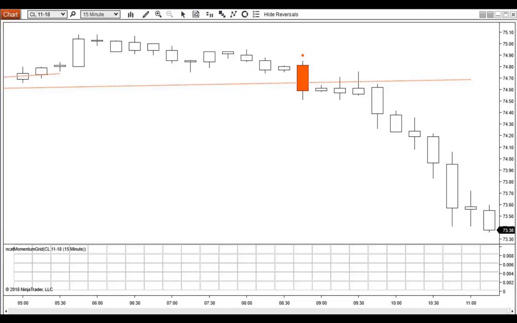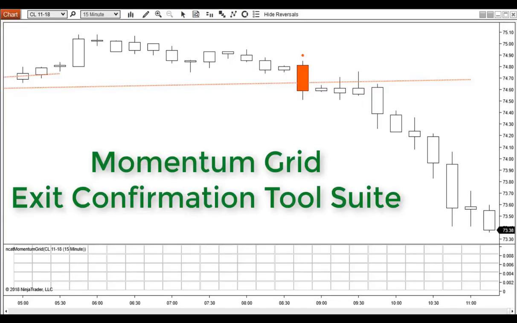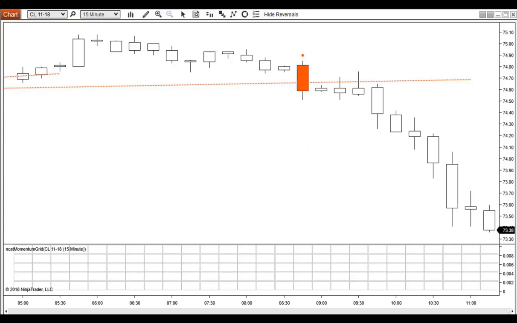session. This is the momentum grid indicator that works with the golden reversals tool I just showed you. At any given time, the momentum grid indicator tells you the market momentum across 5 different time frames. So you have the confidence when to exit your trades for maximum profit.